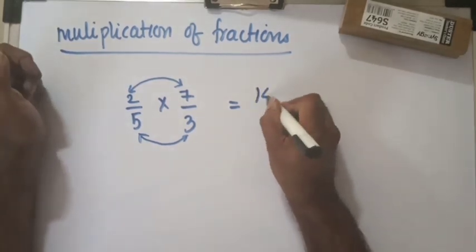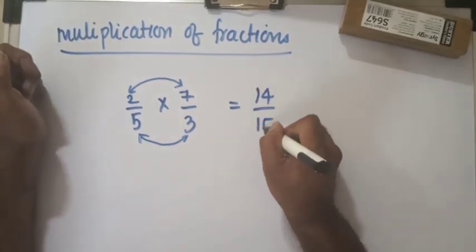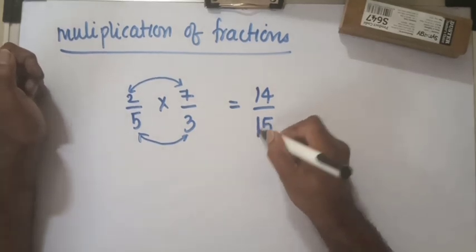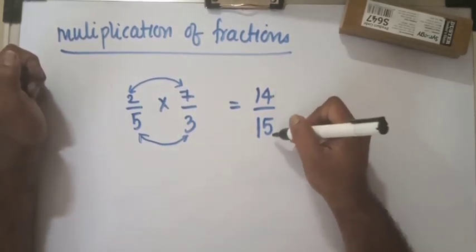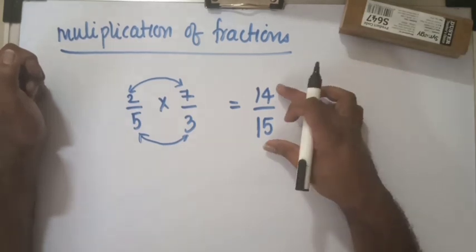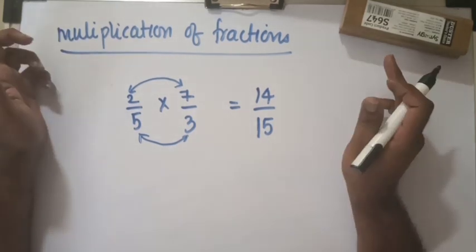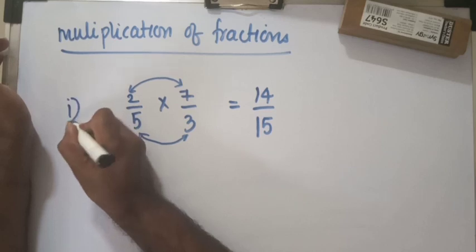So it's 7 2s are 14, 5 3s are 15. Then you try to convert this into its simplest form. You cannot convert 14 and 15 into its simplest form. This is the simplest form of the fraction. Okay, so say this is your first sum.